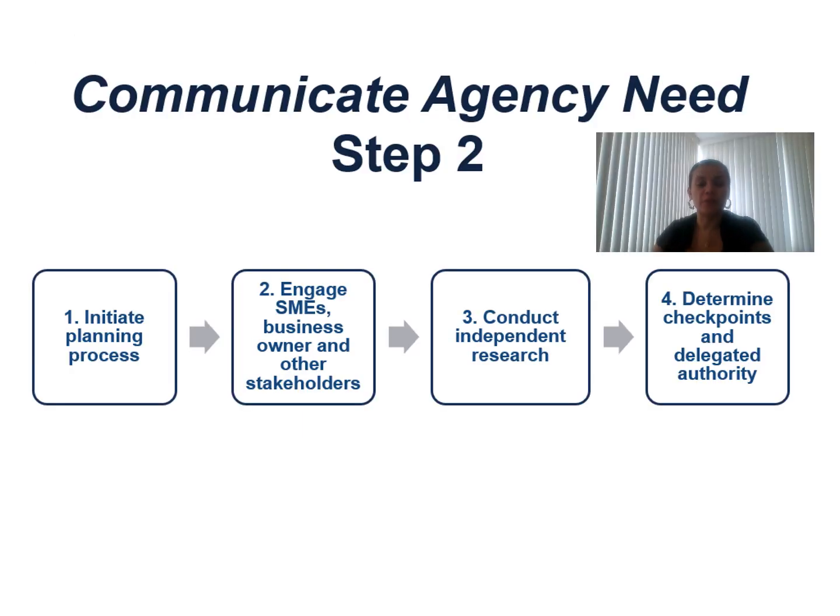Let's go through step two. Step two has two tasks. The first is initiating the planning process: engage with small business owners and other stakeholders, then conduct independent research, and determine checkpoints and delegate authority. Let's see how that works.